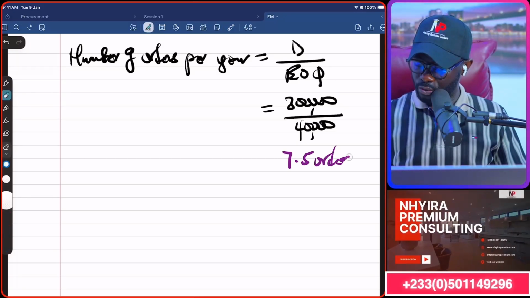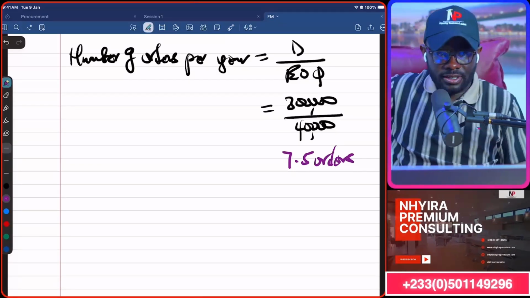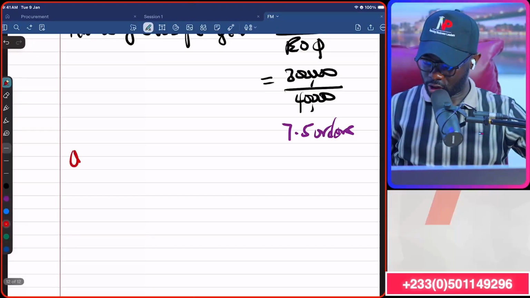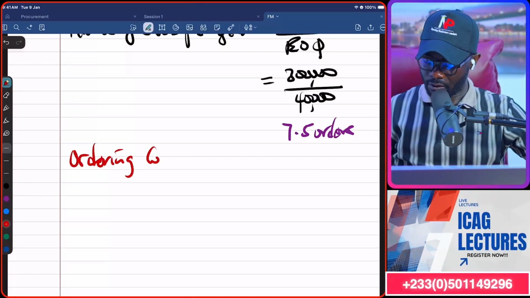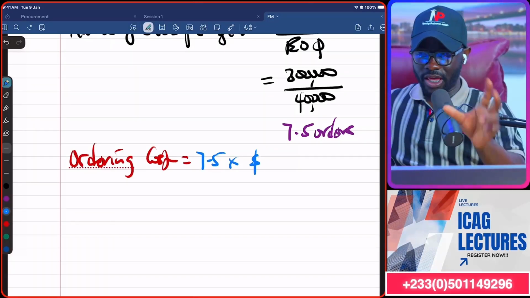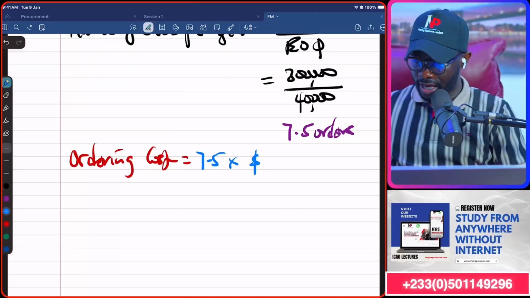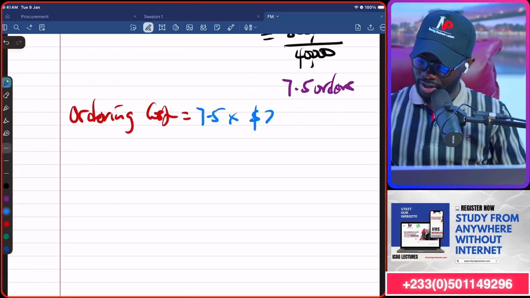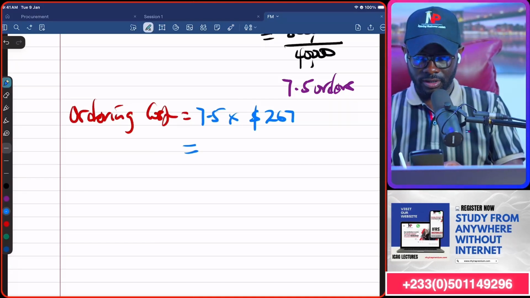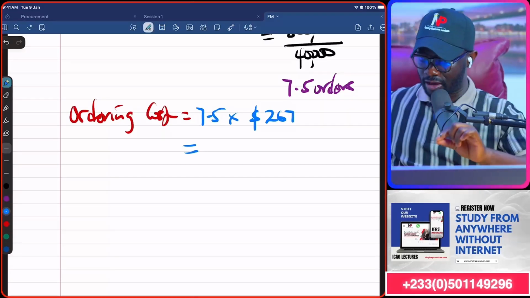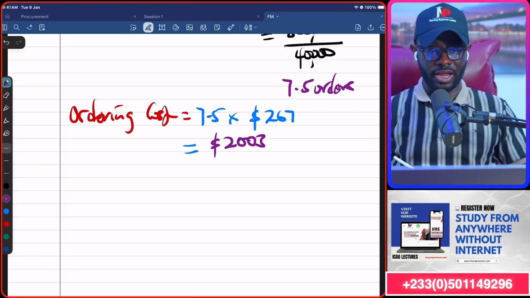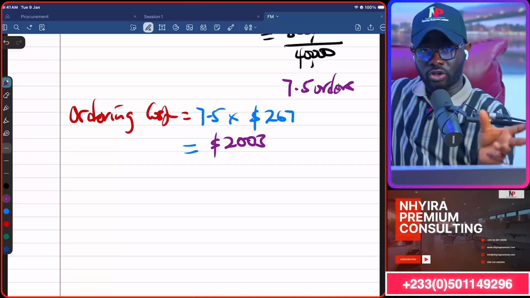So now that we know we will make 7.5 orders, then the next thing we do is to calculate the ordering cost. So under the EOQ, our ordering cost would then be equal to 7.5 times the cost we incur per order. And the cost per order is 267. So 7.5 times 267, that is 2,002.5. So we can do 2003 Ghana cedis. So that's our ordering cost.